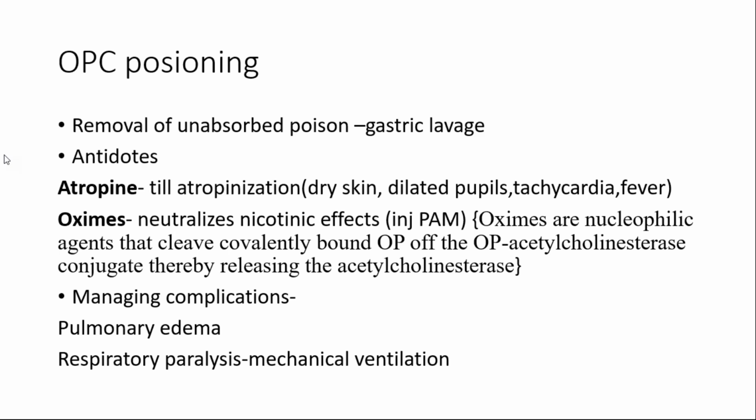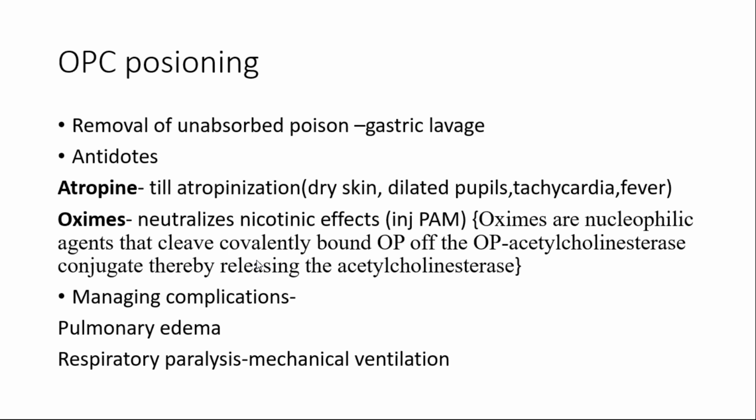Atropine is to be given till atropinization. What are the signs of atropinization? Clinically, you will see dry skin, dilated pupils, the person should be tachycardic, and the person should develop fever. These are the signs of atropinization. Atropine should be given as a bolus until the patient is atropinized.